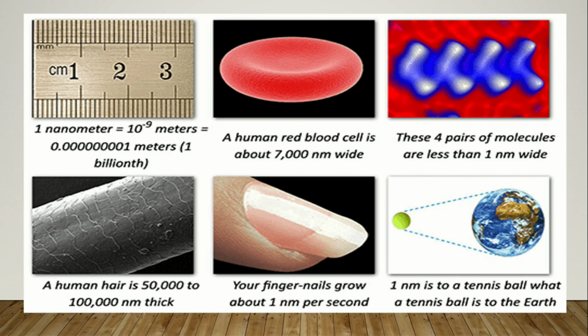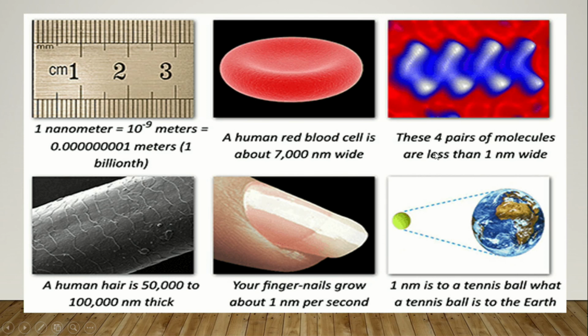1 nanometer is 10 power minus 9 meters, meaning 1 billionth of a meter. We have red blood cells and white blood cells, as you know. The human red blood cell is already shown in the second picture. So the blood cell is about 7,000 nanometers wide. In this manner, you can identify the nano scale.